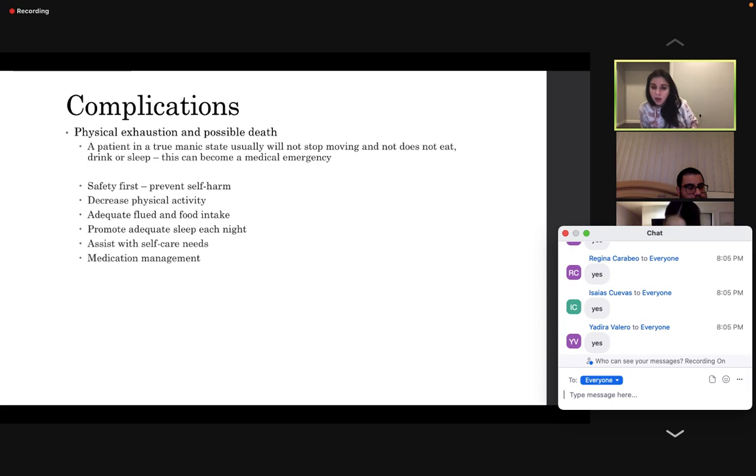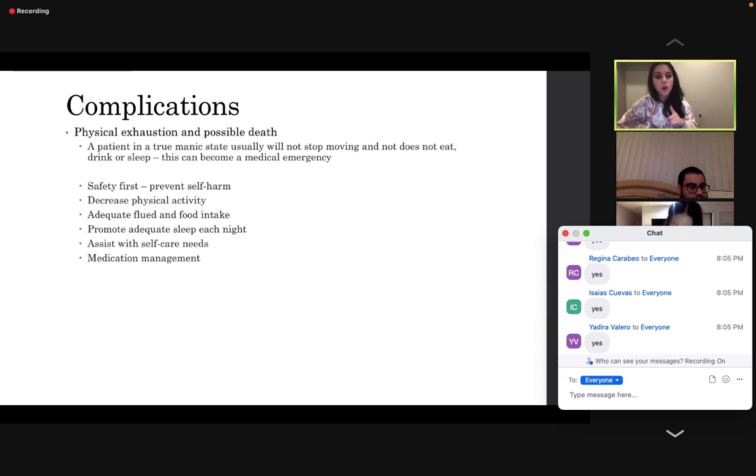Complications. I mentioned this: physical exhaustion and possible death. So implement frequent rest periods, okay? Finger foods on the go so they can eat. A patient in a true manic, hyperactive state usually will not stop moving and does not eat, drink, or sleep. This can become a medical emergency, obviously, right? That's priority in your plan of care.